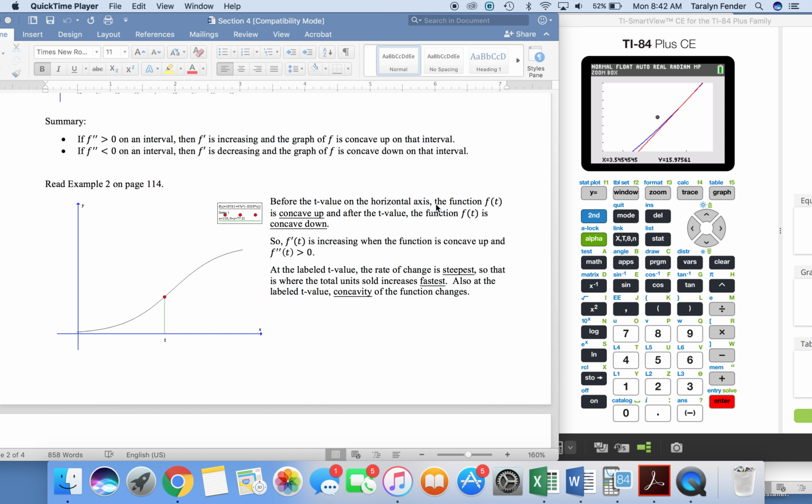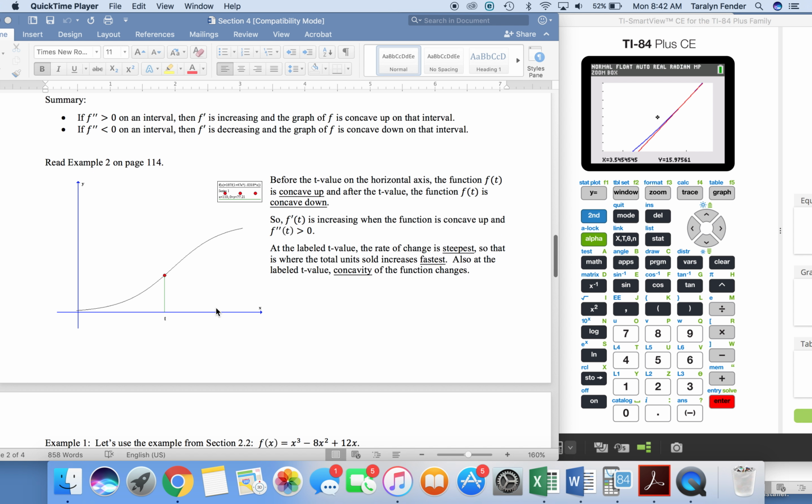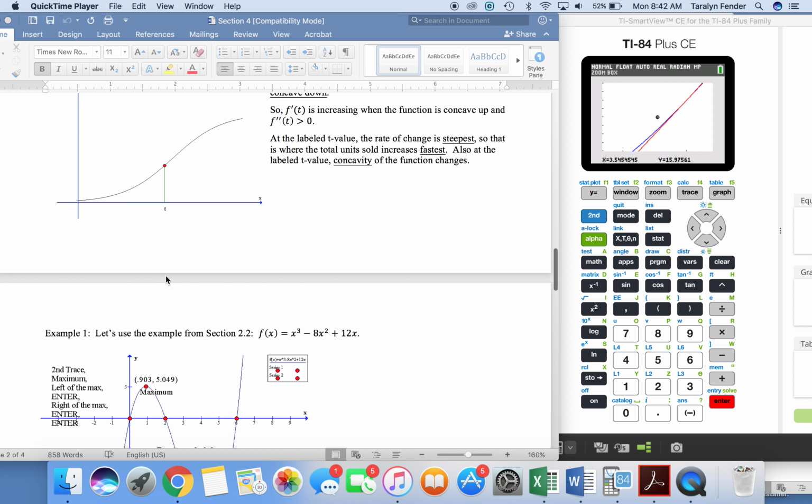Before the t value on the horizontal axis, f of t is concave up. So I'm concave up, and then right here I make a change, and now we're concave down. So f prime of t is increasing when the function is concave up, and f double prime is greater than 0. At the labeled t value, the rate of change is steepest, so that is where the total number of units sold increases fastest. Also, at the labeled t value, concavity of the function changes.